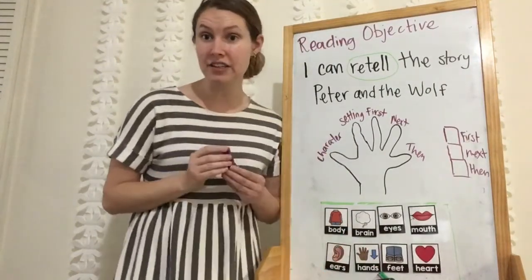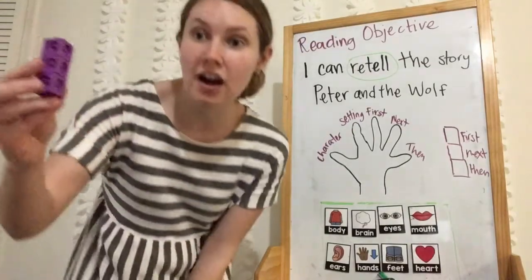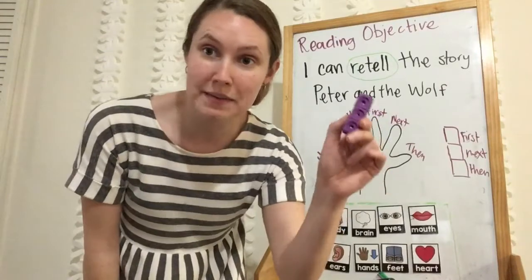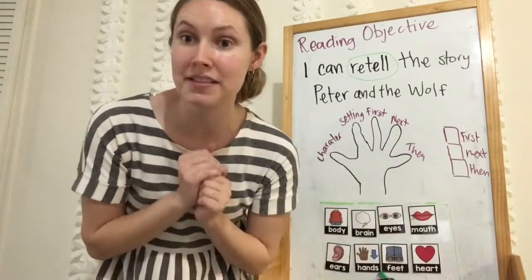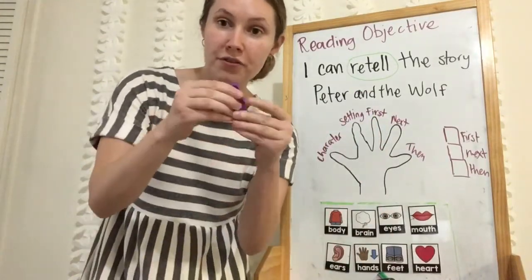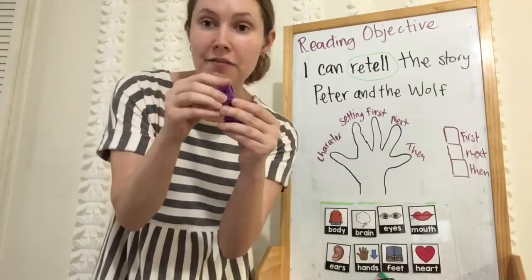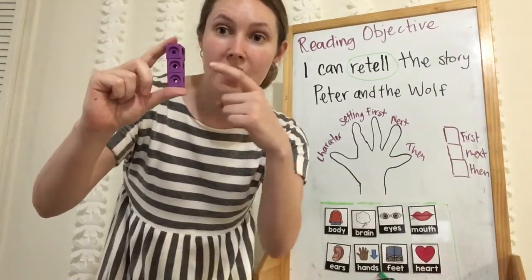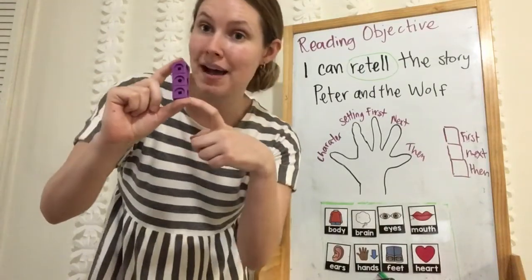Another strategy that we could use is our little blocks here. You guys have Unifix cubes at home? We usually use these in math. We could also use them to help us tell a story. There are 3 cubes here. They're going to represent the 3 parts of our story. What happened first, what happened next, and then what happened.